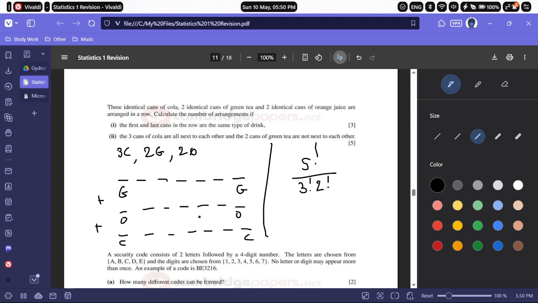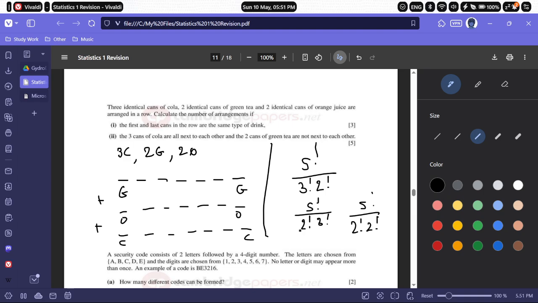Then moving on to this, you do the same thing again because you're left with 3 colas and 2 greens for the second case. So that's 5 factorial over 2 factorial, 3 factorial. Then in the third case, you use 2 out of 3 colas, right? So you're left with 1 cola, 2 greens, and 2 oranges. So that would be 5 factorial over 2 factorial, 2 factorial.